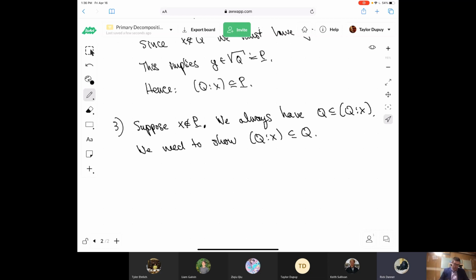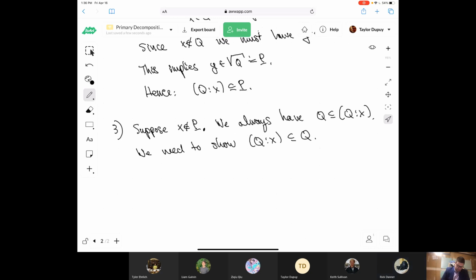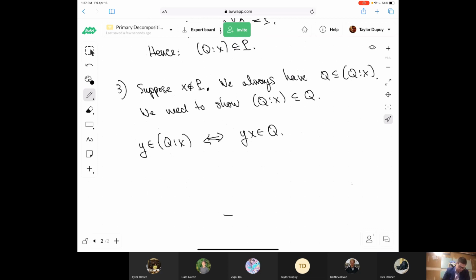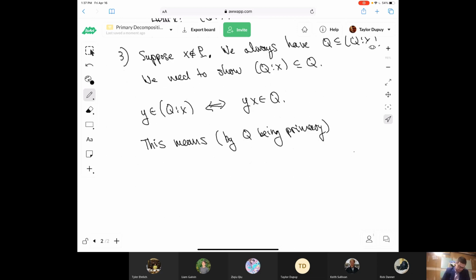Can we see the definition again? Yeah. Of this ideal? Q colon x. So by definition, Q colon x is the set of y, so let me write it like this. Y is an element of this thing if and only if yx is an element of Q. Okay, so this means, by Q being primary, that y is in Q, or x to the n is in Q.